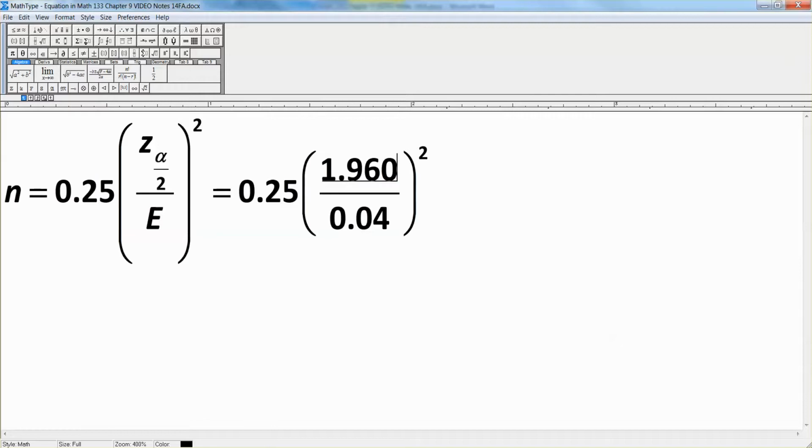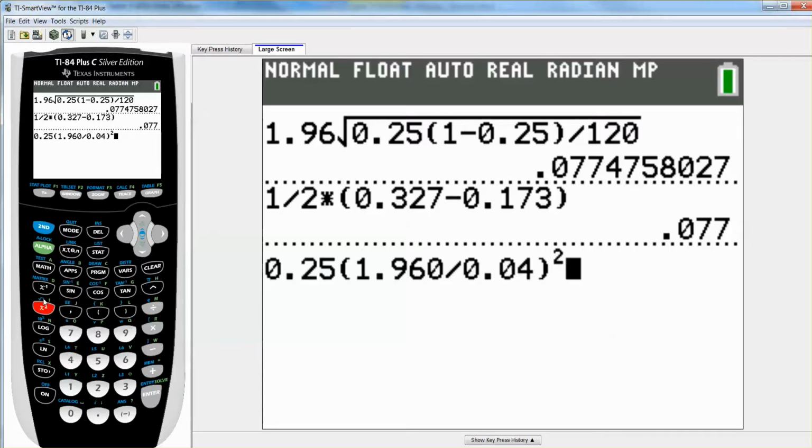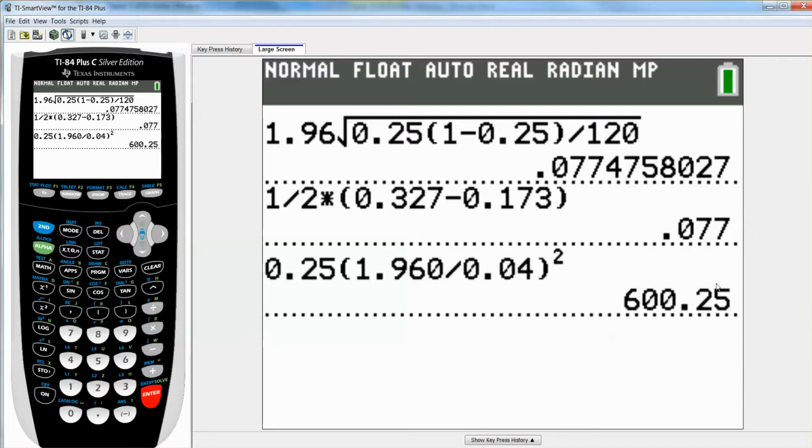Now I just have to find this with my calculator. So let me grab the calculator. 0.25 parentheses 1.960 divided by 0.04, close your parentheses, squared is right over here with that little x squared button. And then I press enter, and I get 600.25.